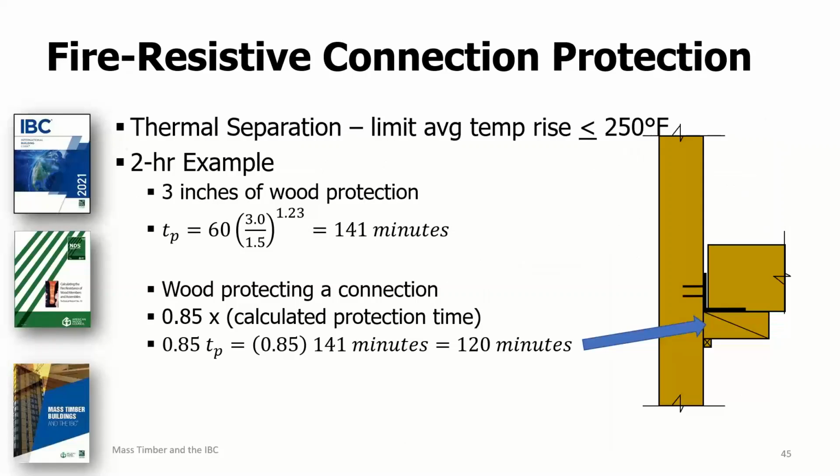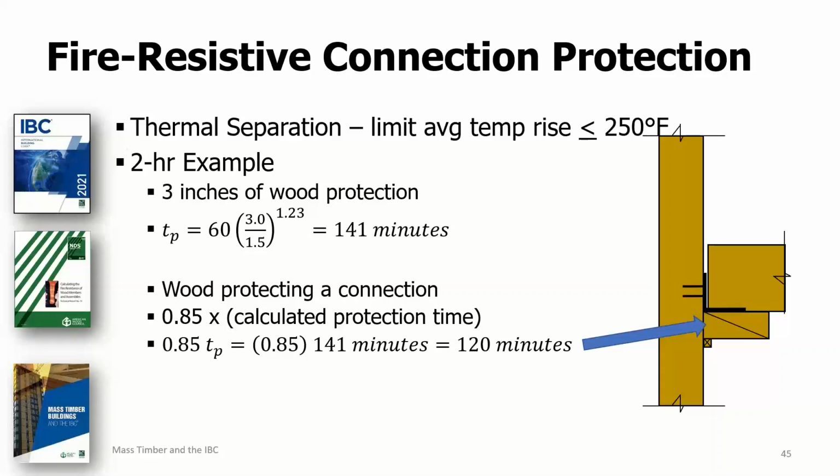TR10 specifies that the thermal separation time provided by wood protection can be determined by multiplying the calculated protection time, that's T sub P, by a factor of 0.85. For example, assuming the NBS specified nominal char rate of 1.5 inches per hour, if a single layer of wood having a thickness of 3 inches is used to provide fire protection to a wood member, the protection time, or TP, provided by this layer would be calculated as shown in this equation. In this example, it amounts to 141 minutes.